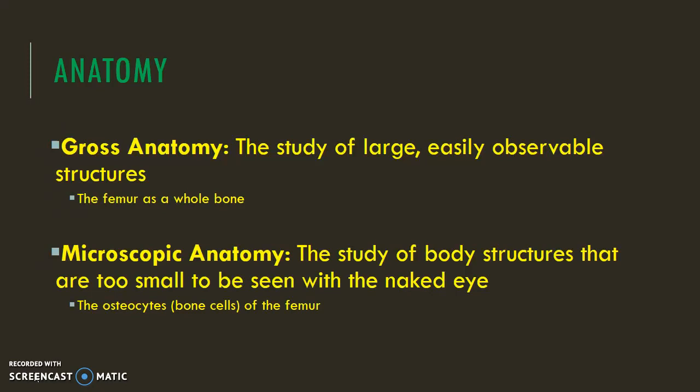Now we can divide anatomy into gross or microscopic anatomy. Gross anatomy is going to be the study of a large, easily observable structure, meaning that you don't need any other tools to see it. You can see it with your naked eye. Microscopic anatomy is going to be the study of structures that you need to use a microscope to see or a different tool to see. You can't actually just see it with your naked eye.